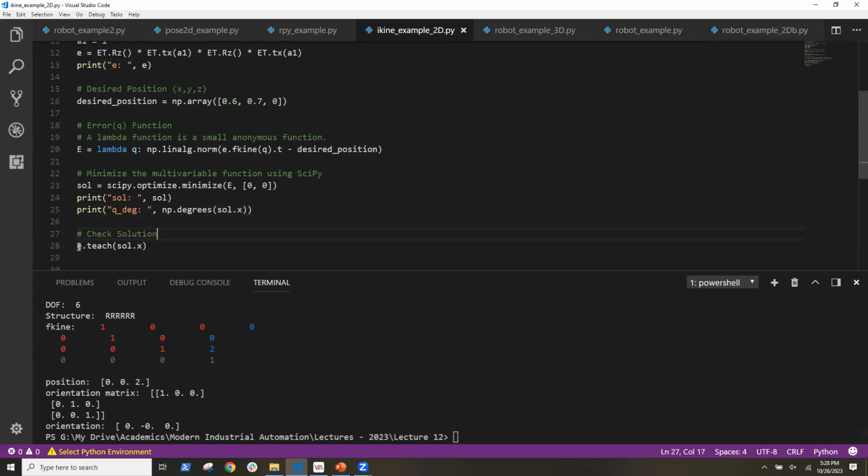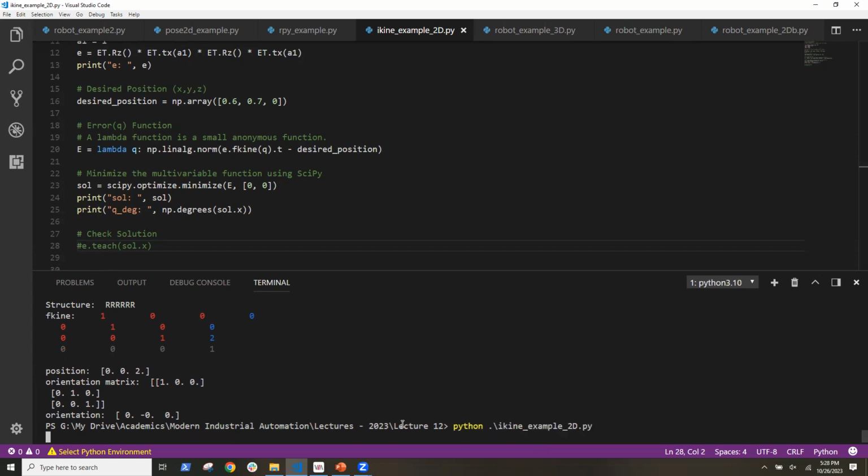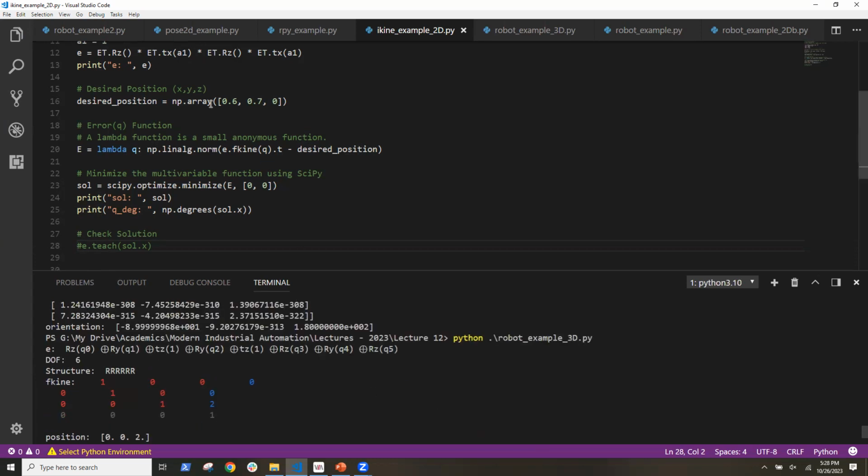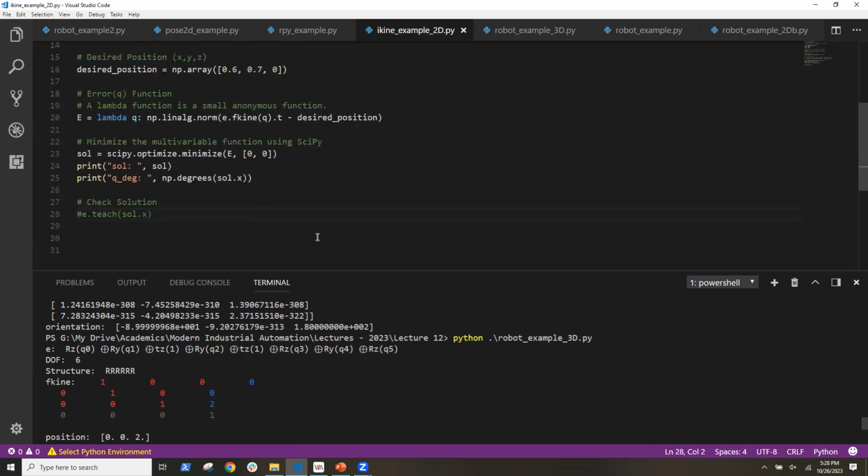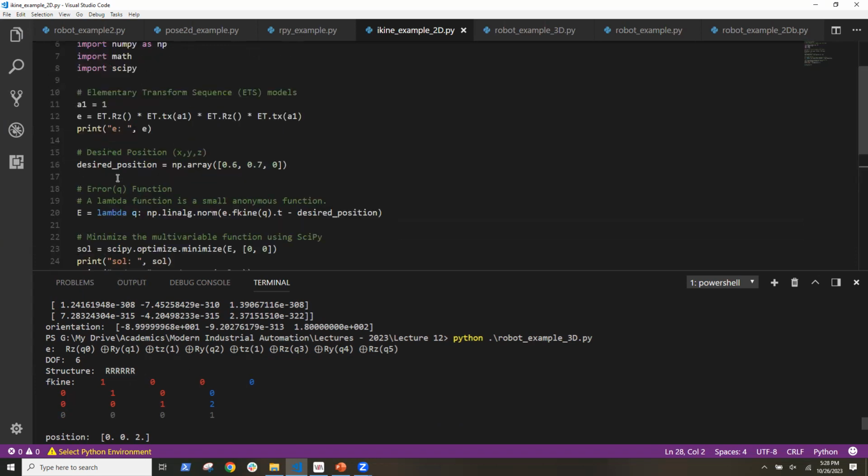So I'm going to run this without the teach first here. I'm looking for 0.6 and 0.7 here. And it is a 2 degree of freedom robot, a 2R system here. And this is the forward kinematics at the 0, 0 position. So there really doesn't mean anything here. I don't even need to print that.